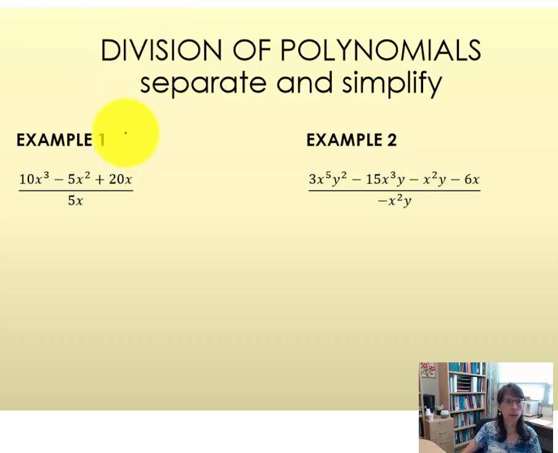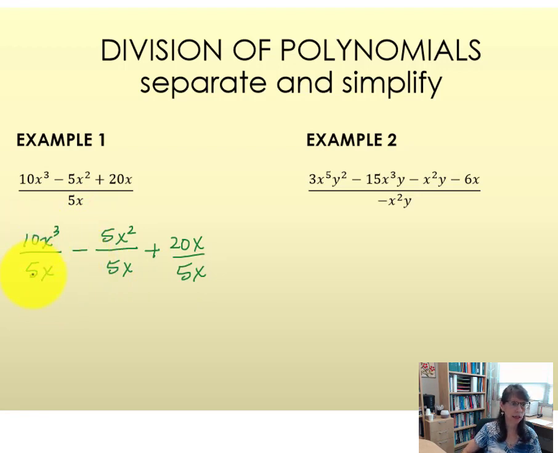The last operation on polynomials that we're working with today is division, and we are dividing by a single term. That's called a monomial. So 10x cubed minus 5x squared plus 20x is divided by 5x. What that really means is every term in the numerator is divided by 5x. So we call this the separate and simplify technique, because we're going to separate our terms in the numerator and divide them each by 5x. This allows us now to simplify.